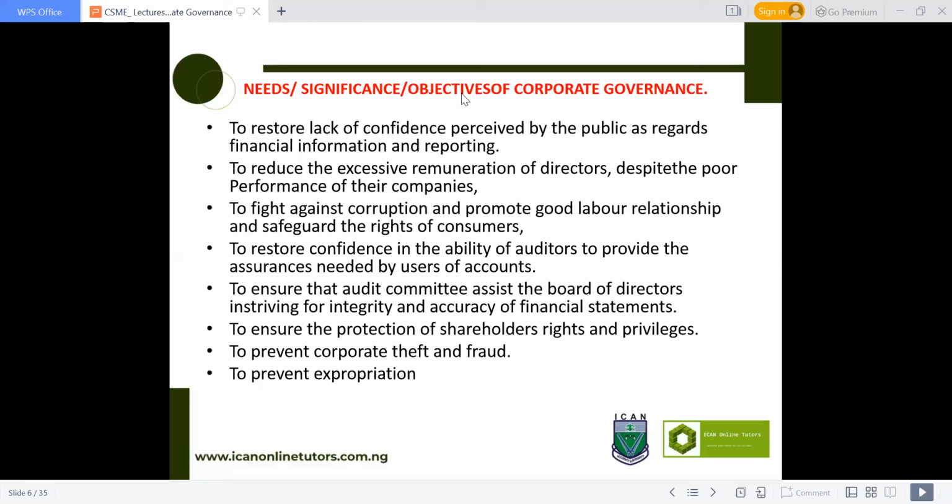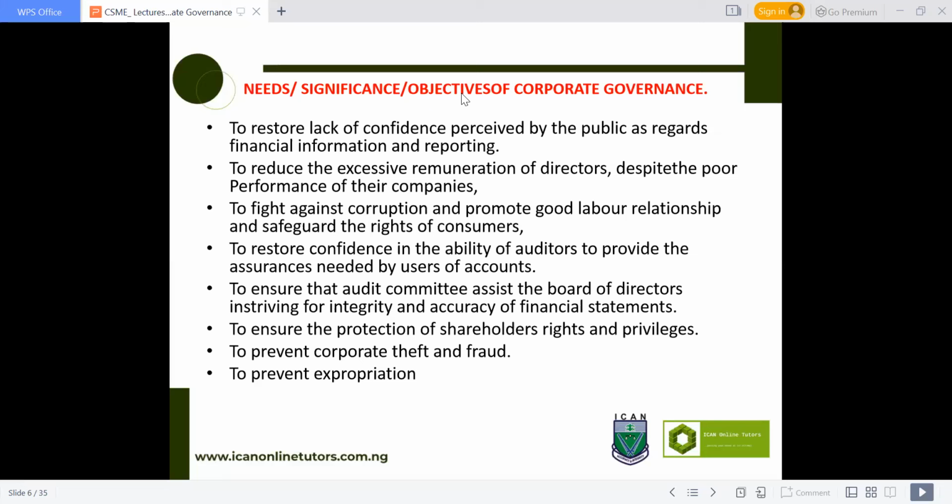So if you are a shareholder, don't be part of that. If your company's performance is good, and at the AGM the directors say they want to increase their pay, vote in support of that as well. They're also human beings. Corporate governance is also meant to fight against corruption, promote good labor relationships, and safeguard the rights of the consumer and the customer. Because if there's no good corporate governance, it will affect the customer as well.